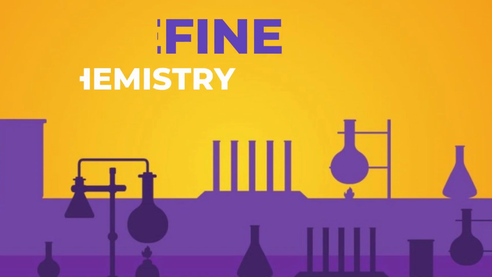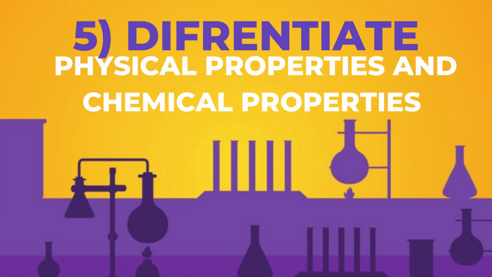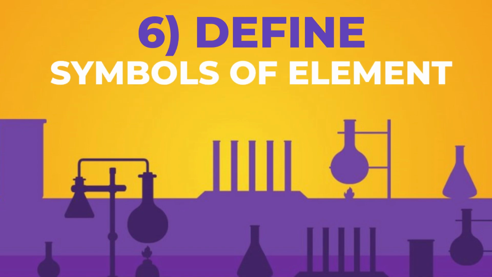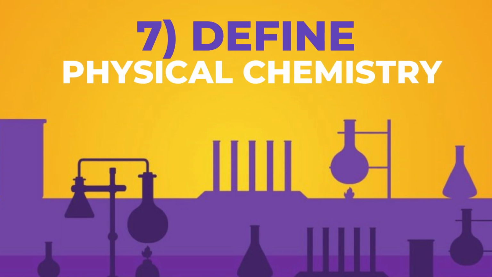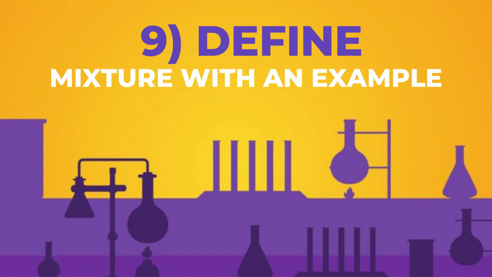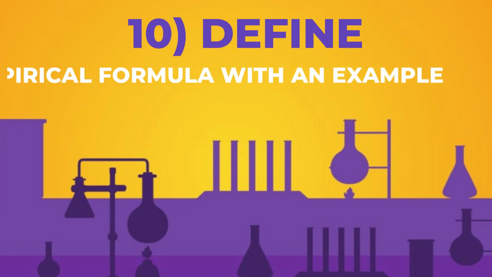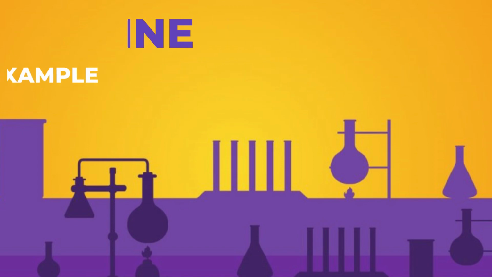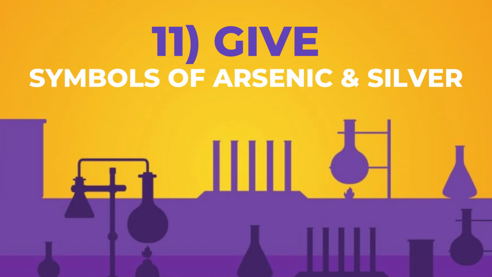Define nuclear chemistry. Differentiate between physical properties and chemical properties. Define symbols of elements. Define physical chemistry. Write the chemical formula of water and sugar. Define mixture with an example. Define empirical formula with an example. Give symbols of arsenic and silver.